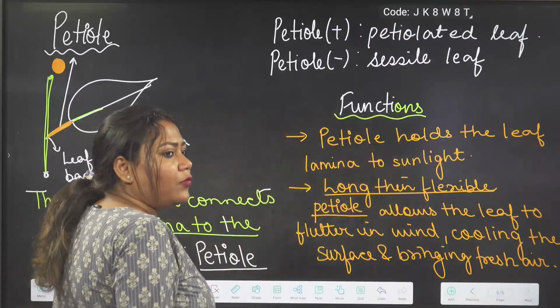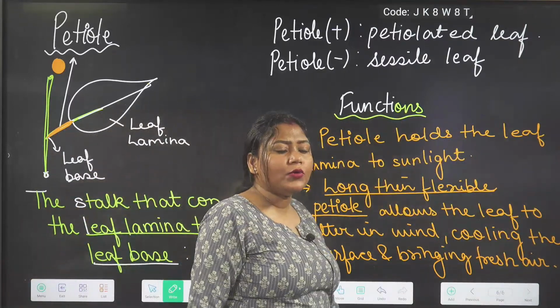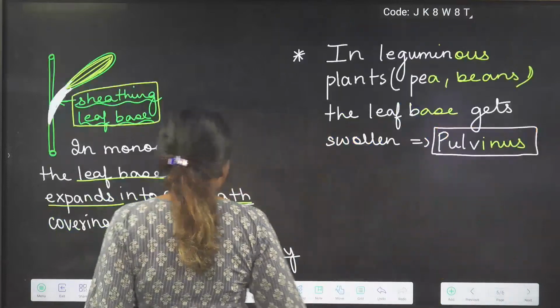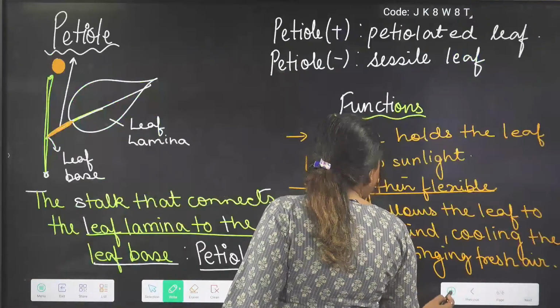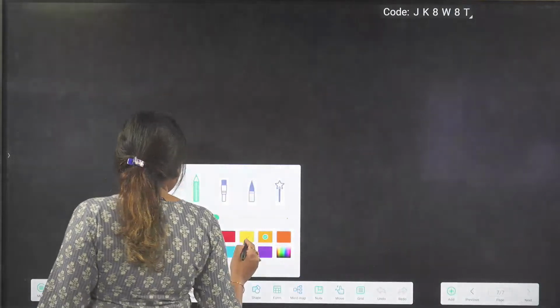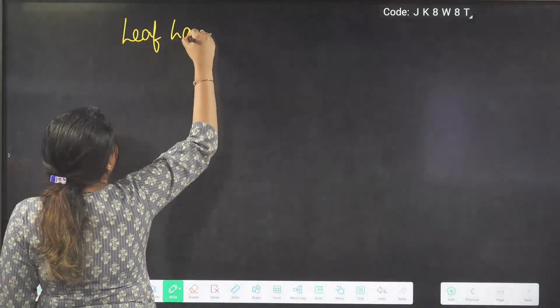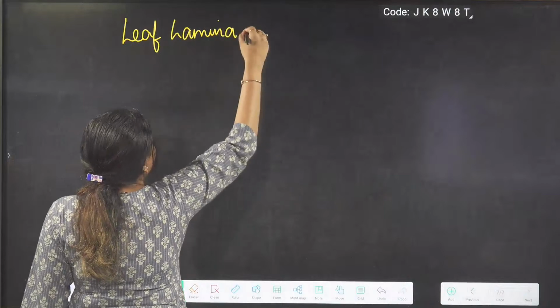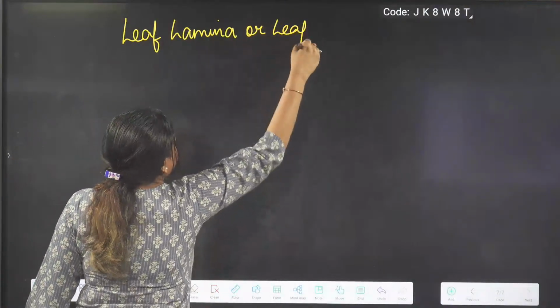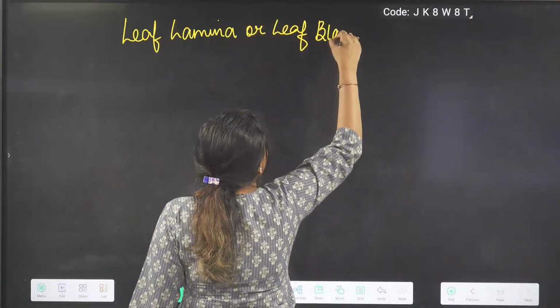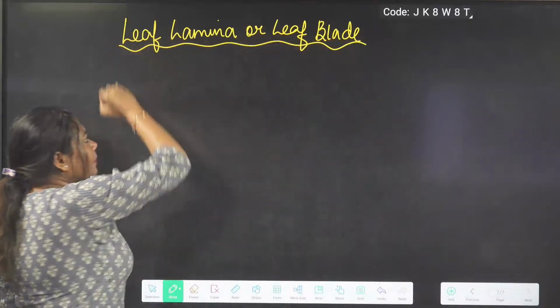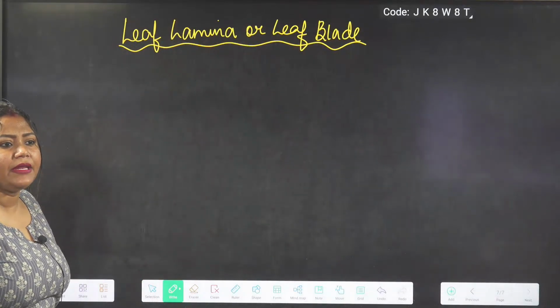Chalo. Now we will move on to the leaf lamina or leaf blade. Okay? Leaf lamina or leaf blade.